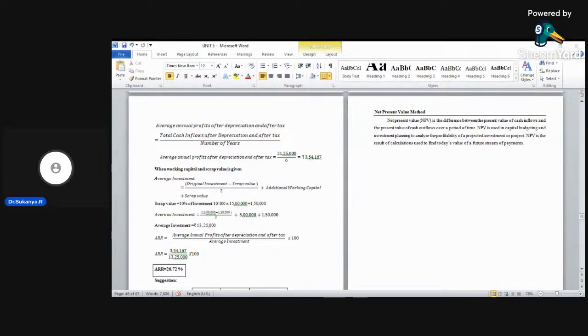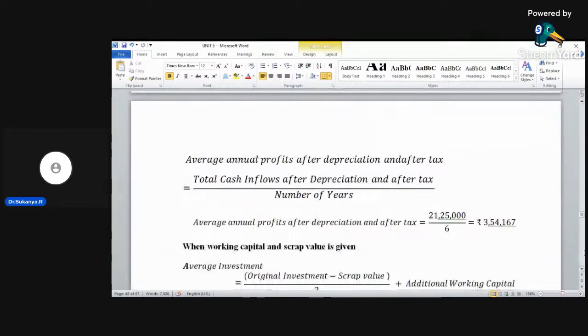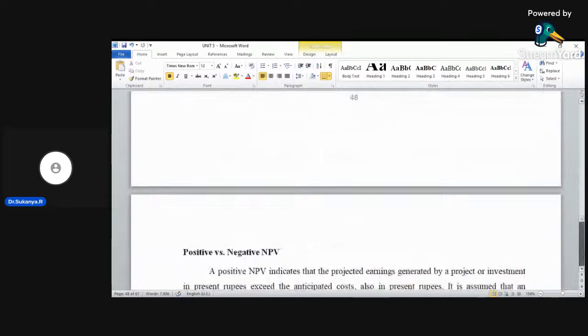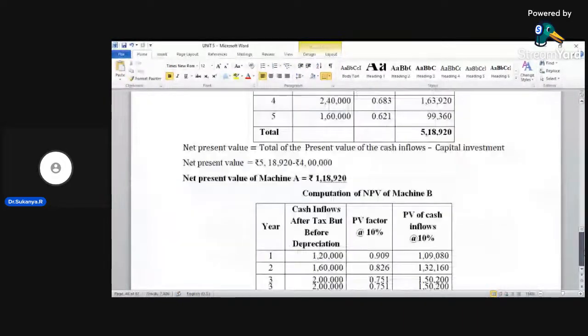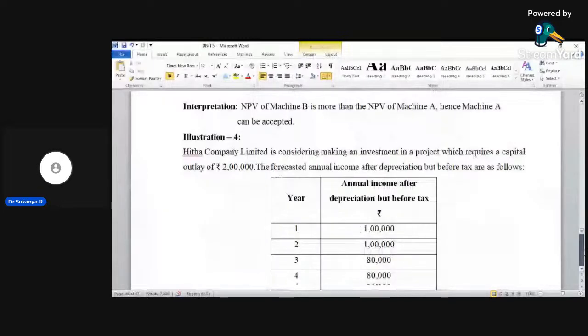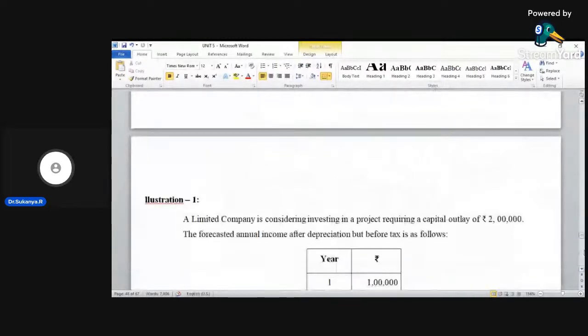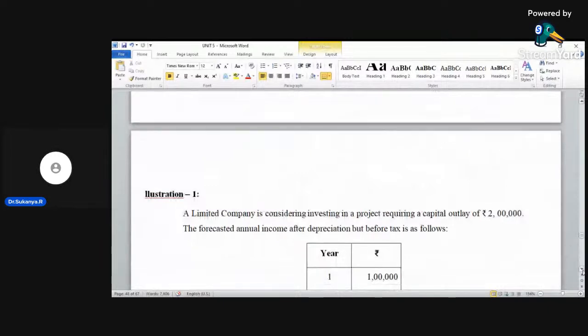And dear students, all of you, please keep in mind, the higher the average rate of return, the better it is for the company to go in for such an investment. So that is about the ARR method. Please remember, the ARR method happens to be one of the popular questions which will be repeatedly asked in the examination.